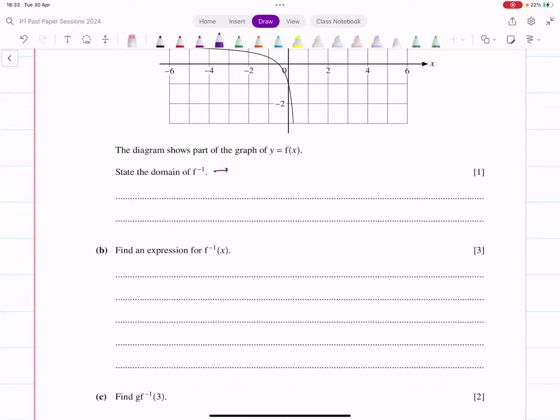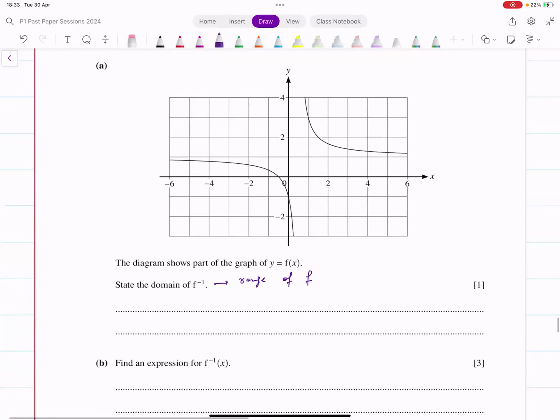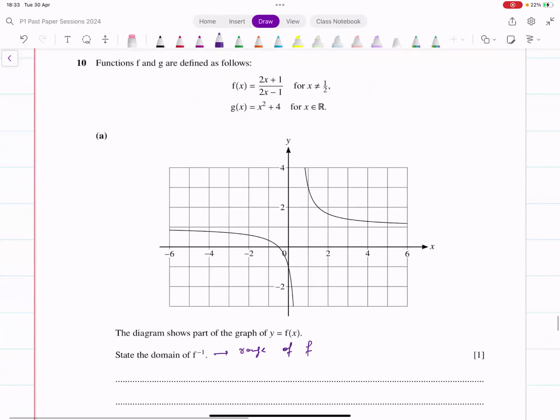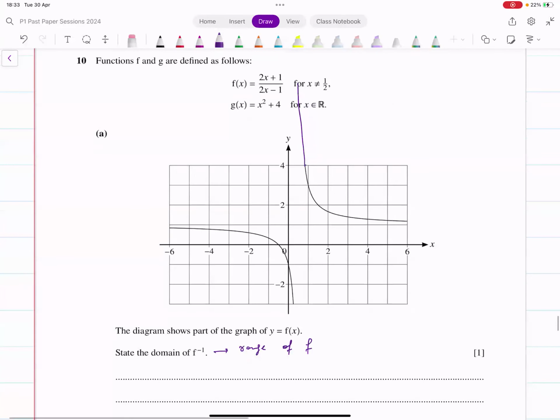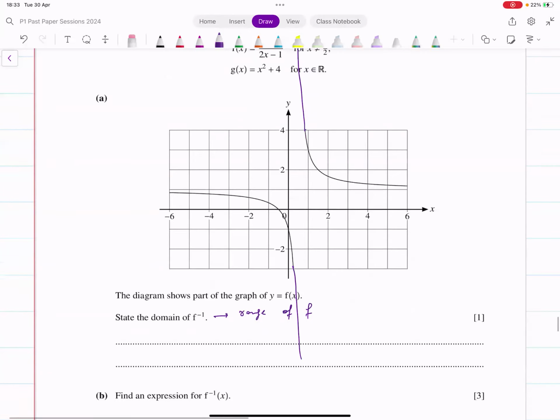What's the domain of f inverse? Domain of f inverse is going to be the same as the range of f. What's the range of f here? Can you understand the range of f from this graph? You can see this graph is going vertically upwards here, right, like this, and it's going vertically downwards here like this. So what's the highest possible point on this graph, and what's the lowest possible point on this graph? Highest is positive infinity, lowest is negative infinity. Is there any exception?